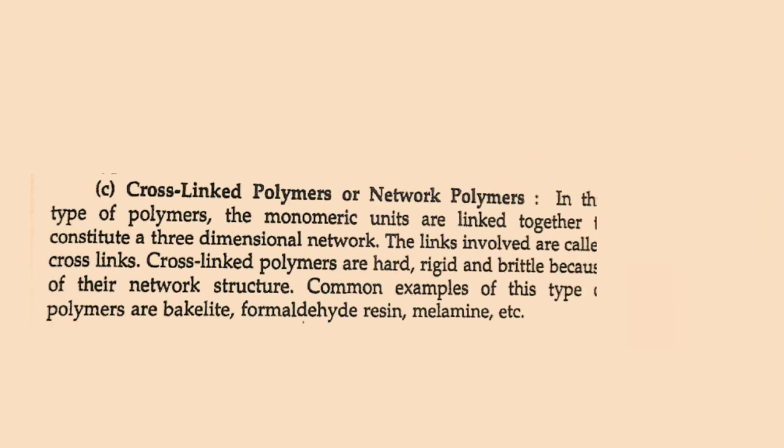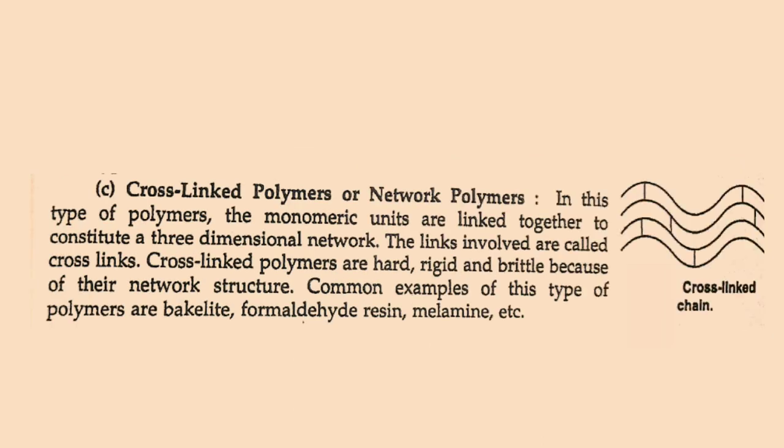Next is cross-linked polymers or network polymers. Students, in this type of polymers, the monomeric units are linked together to constitute a three-dimensional network. The links involved are called cross-links. Cross-linked polymers are hard, rigid, and brittle because of their network structure. Examples of this type of polymers are bakelite, formaldehyde resin, melamine, etc.